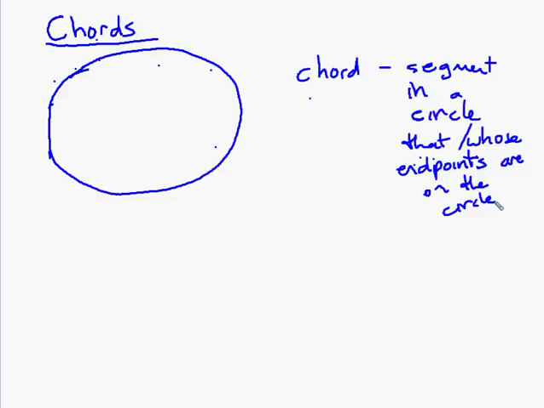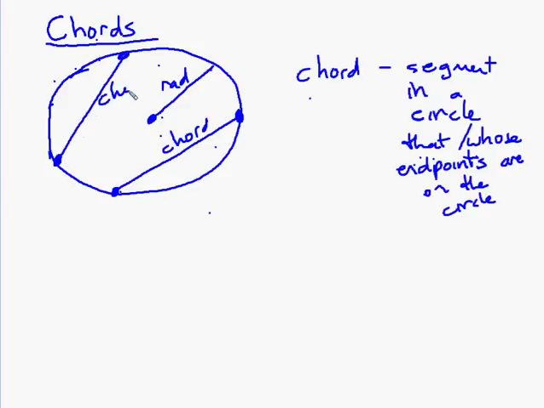So a chord could be a diameter, but it does not have to be. So this is a chord. Okay? This is not a chord. In fact, this is a radius, right? And here is a chord right here. And there are lots of chords in a circle. It has to go from end to end.